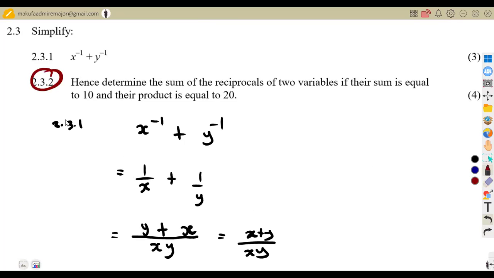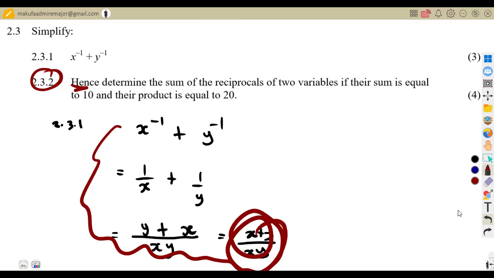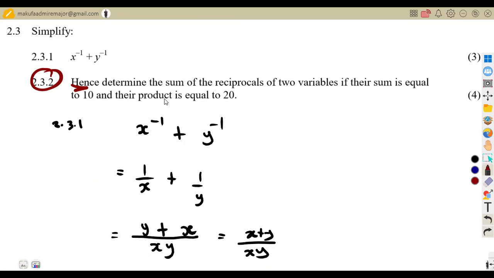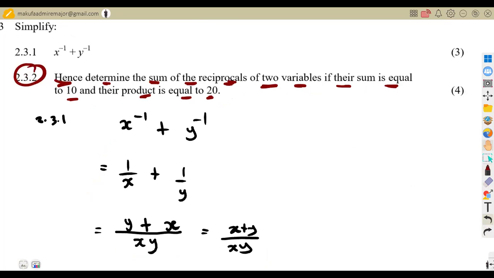All right, then 2.32, hence again. Just like the previous case, it's a continuation from what you have just determined. Continue from there. They are saying now, determine the sum of the reciprocals of the two variables if their sum is equal to 10 and their product is equal to 20. They're saying determine the sum of the reciprocals, guys. These are our reciprocals. So we are just having a continuation here. We added together our reciprocals. This is what we got.